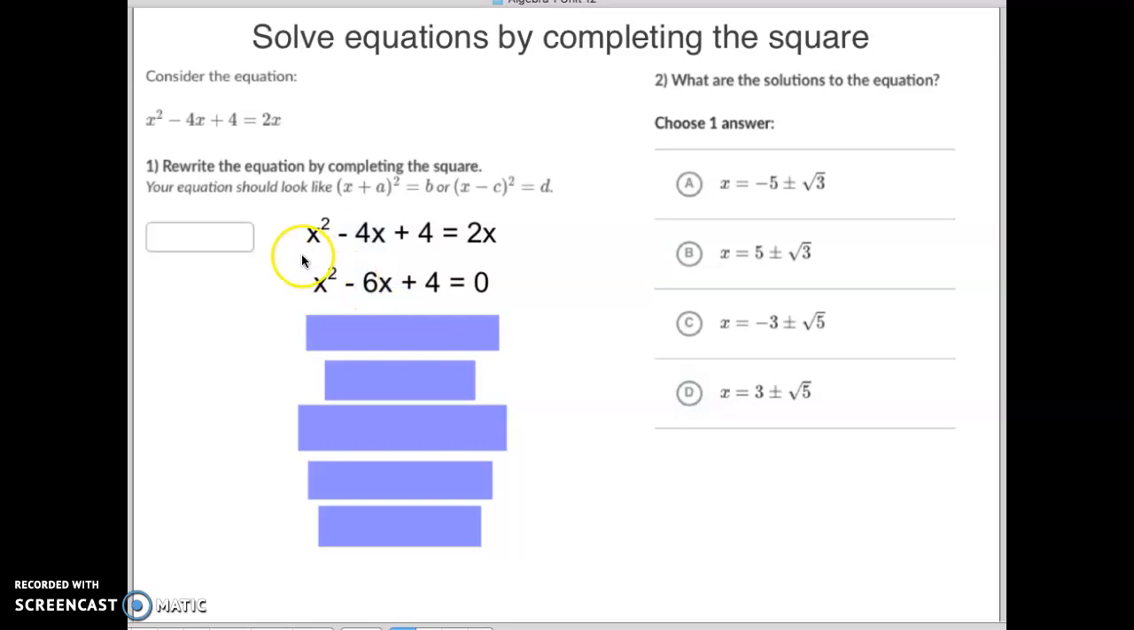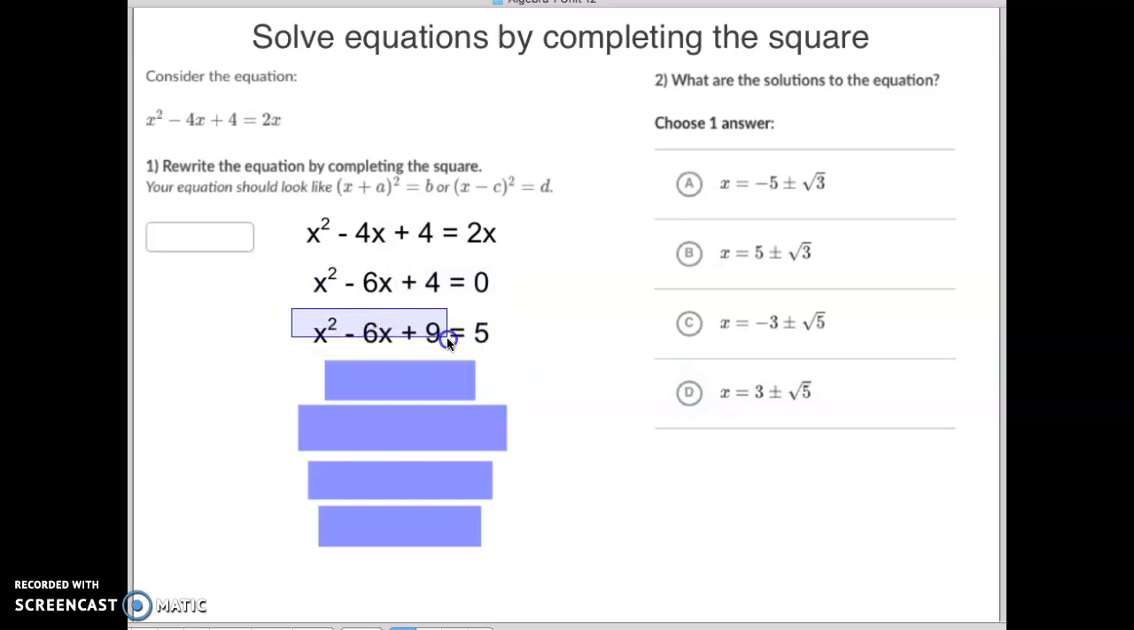Now, next step is we need to complete the perfect square for these two. So what is half of negative 6? It's negative 3. And then what is negative 3 squared? It would be positive 9. So we need this term here to be a positive 9. Well, going from 4 to 9, you might agree that we added 5. Whatever we do to one side of the equation, we must do to the other side of the equation. We add 5.